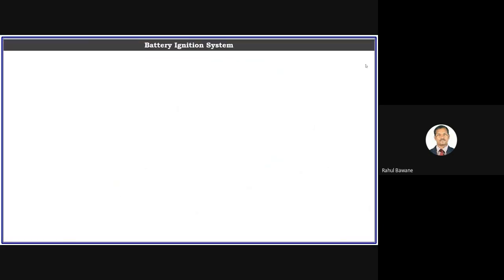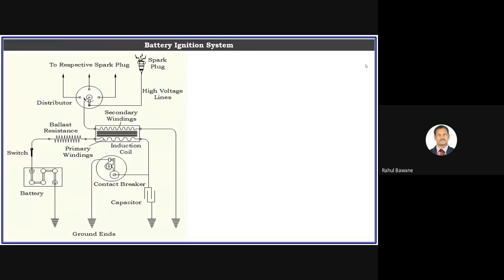In ignition systems, the most popular one which we have in our automobiles, light duty and heavy duty, is the battery ignition system. This is a schematic of a battery ignition system, where we can observe that there is a battery, so it is called a battery ignition system. Along with the battery, there is a very important part called the induction coil. The induction coil has two kinds of windings, primary winding and secondary winding.